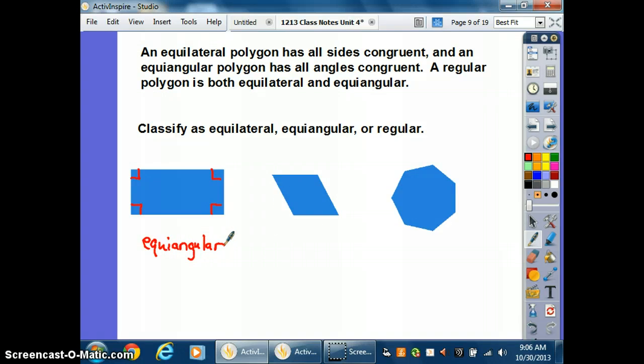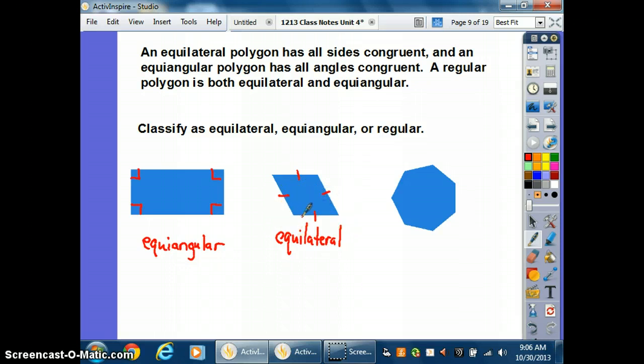The next shape. All sides appear to be congruent. A polygon, a quadrilateral that has 4 sides congruent is called a rhombus. And when we have sides congruent, that is called equilateral. It is not regular because this angle here is acute, but this angle over here is obtuse. They are clearly not equal.